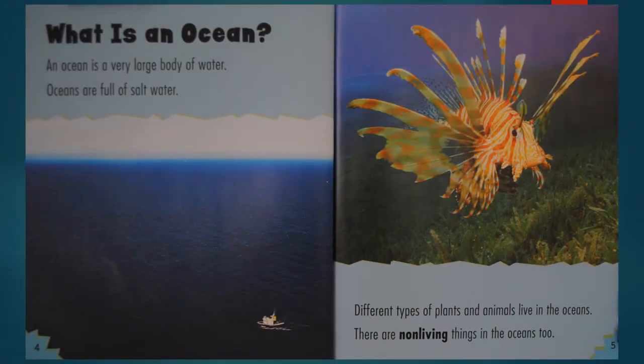What is an ocean? An ocean is a very large body of water. Oceans are full of salt water. Different types of plants and animals live in the oceans. There are non-living things in the oceans too.